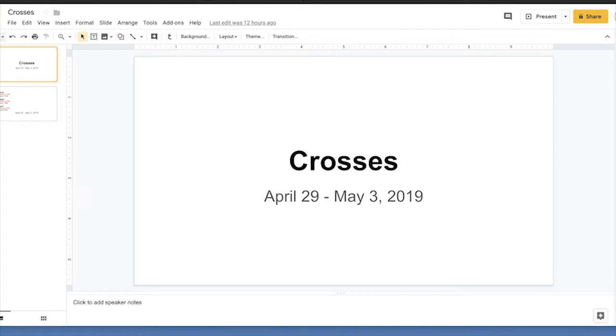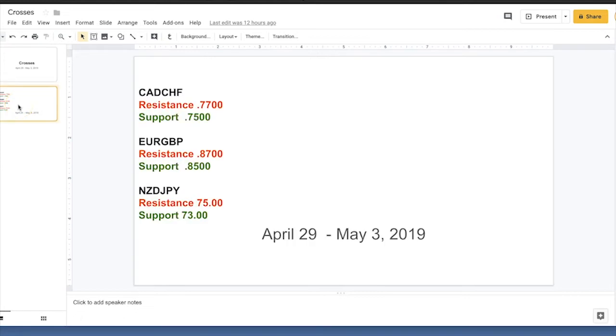Welcome to Weekly Technicals for the crosses for April 29 to May 3rd, 2019. The crosses theme this week is really, I think, calm dollar relative strength. Essentially a reversion to the mean trade across a couple of trades, as well as euro weakness, which is probably my strongest view as we enter the week. So here are my ideas for you guys as we enter the week.